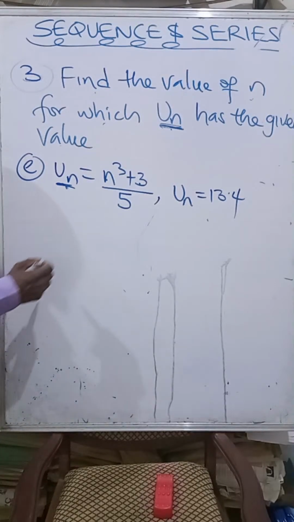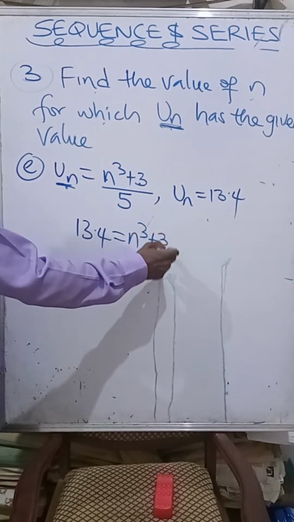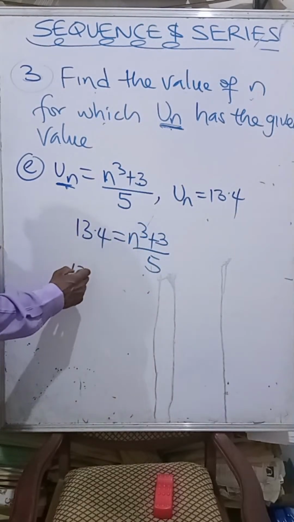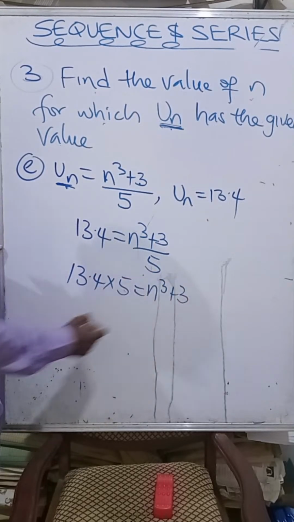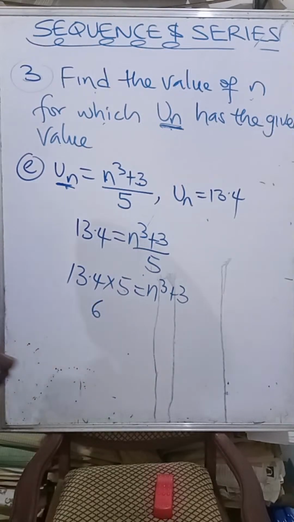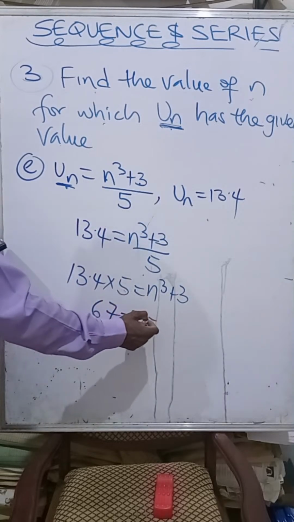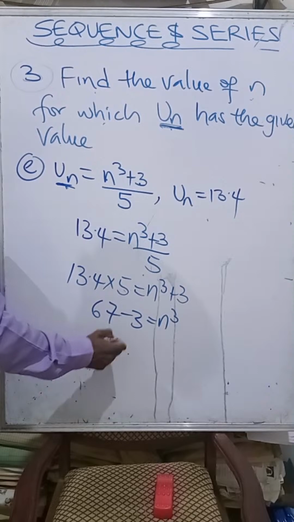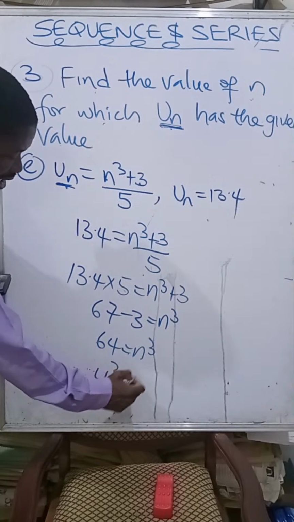So let's do the substitution. That will be 13.4 equal to this over 5. Cross multiply. 13.4 times 5 equal to n cubed plus 3. Check your calculator. 13.4 times 5, that's 67. Move this 3 to the other side, so minus 3 equals to what? N cubed. So this is 64 equals n cubed. So 64 is 4 to the power 3, n cubed.